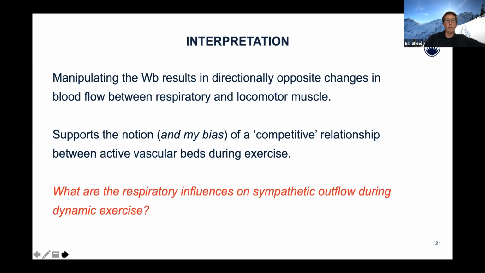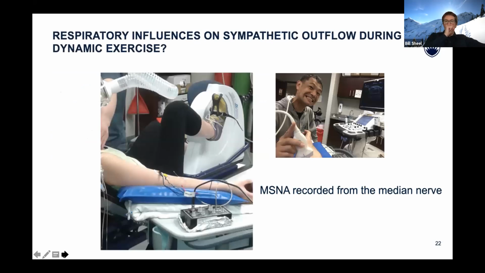So to address the next question, what are the respiratory influences on sympathetic outflow with dynamic exercise? How is this occurring? To do this, we collaborated with my friend Keisho Katayama, who's from Japan. He's a unique person in that he can record muscle sympathetic nerve activity from the upper limb. In our case, we use the median nerve during dynamic exercise, and that's shown here. So this is under conditions of, quote, real exercise or larger muscle mass exercise, rather than just hand grip or isolated diaphragmatic work.